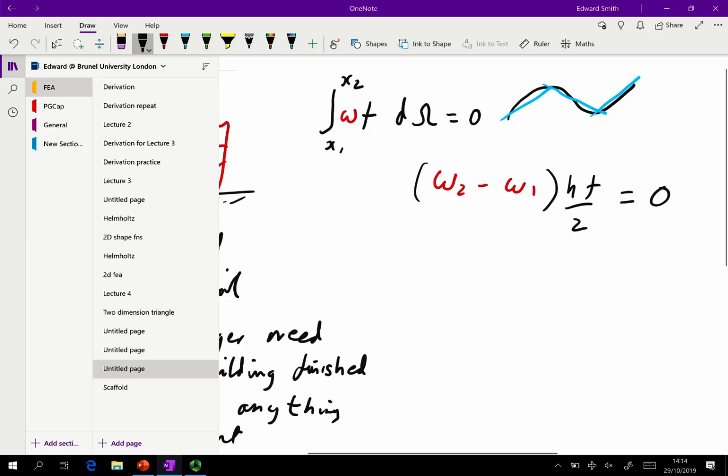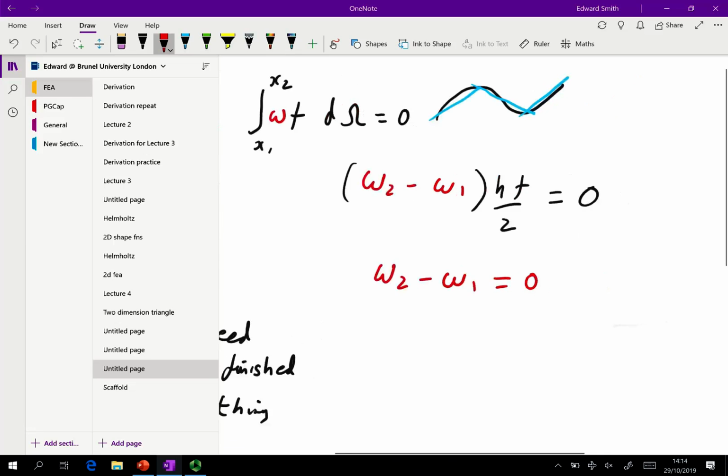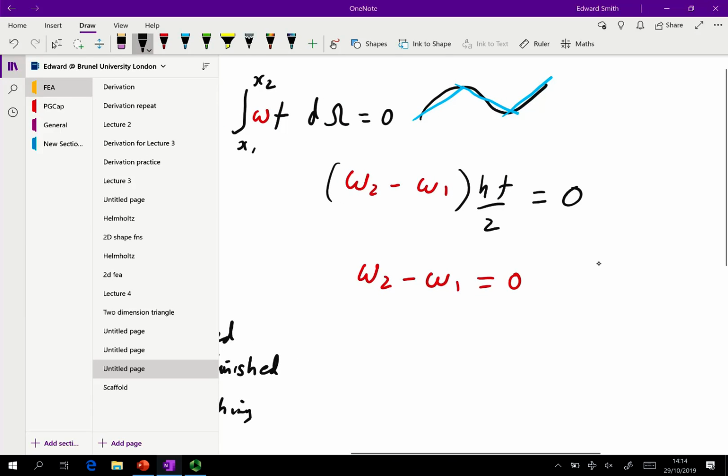So don't worry too much about the details of this. You've seen this before. For a constant, this is the expression you get. The key thing I want you to understand about this is we now have these weighting functions. Now, there are various ways that this equation can be true. One trivial way is that omega 2 minus omega 1 is equal to 0. Now, if that's true, then this equation is equal to 0. Another way this equation could be true is hf over 2 is equal to 0. So if this is 0, this whole expression equals 0. If this is 0, this expression equals 0.